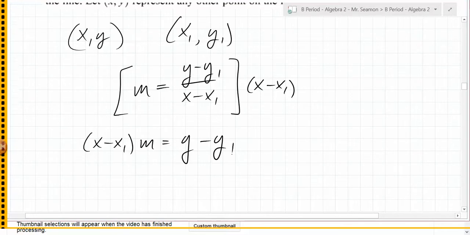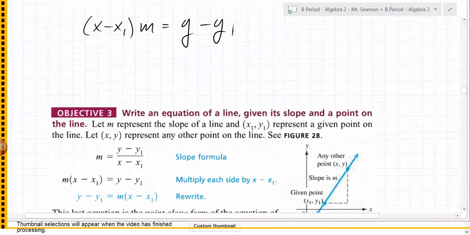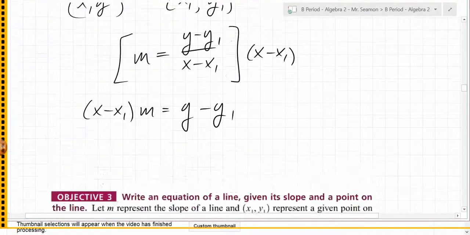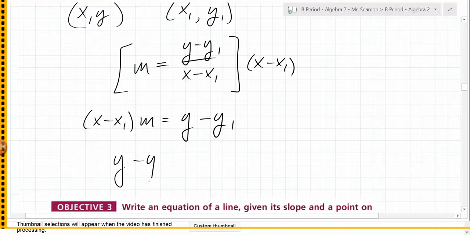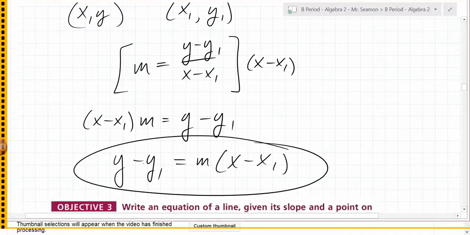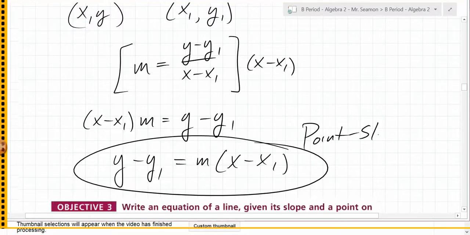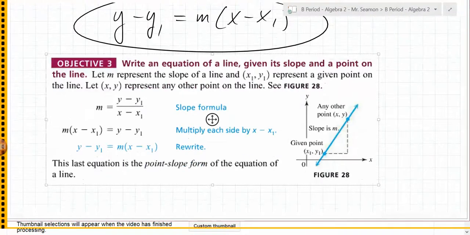You can multiply either way. It's fine. Usually, you see this in this form right here: y minus y1 is equal to m times x minus x1. Has anybody seen this before? This is point-slope form. And this is really good when you have the slope and any point.